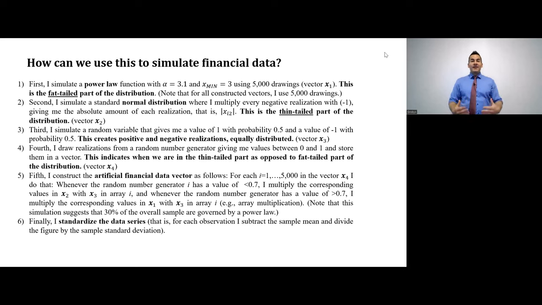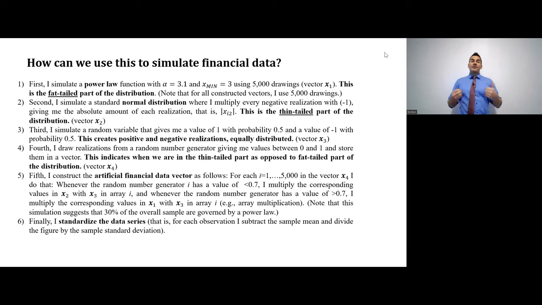What I provide you here is a simulation experiment where in the first step I simulate a power law function with a tail exponent of 3.1 and a minimum value of 3 using 5,000 drawings. And I store these 5,000 drawings in a vector that I denote as x1. So, and this obviously is the fat tail part of the distribution.